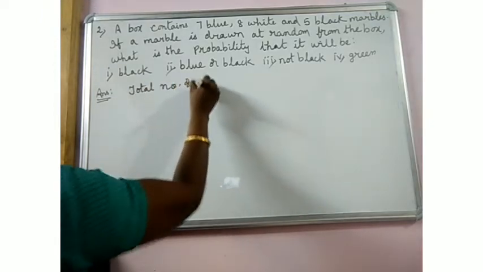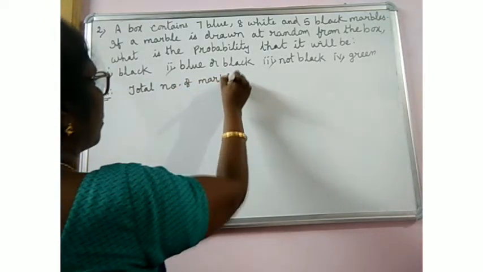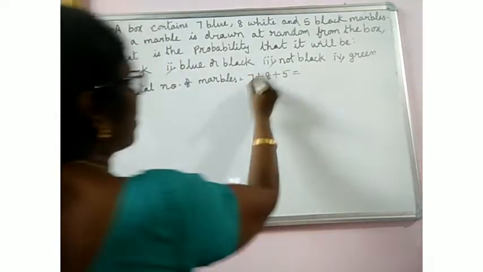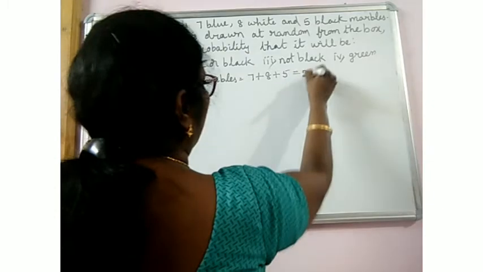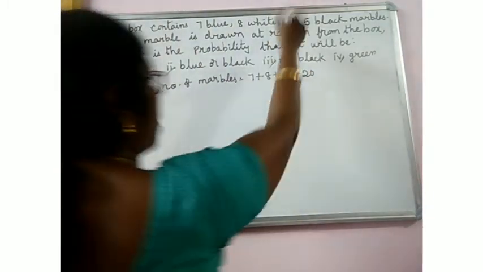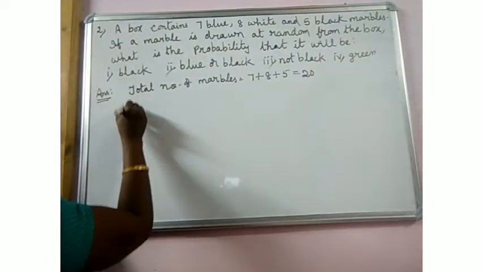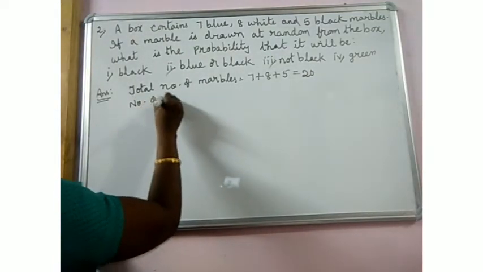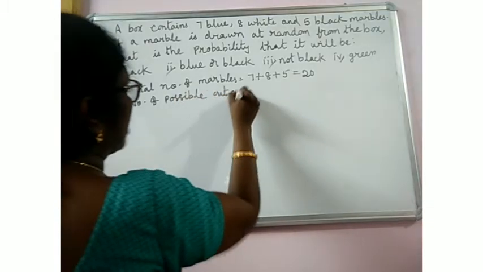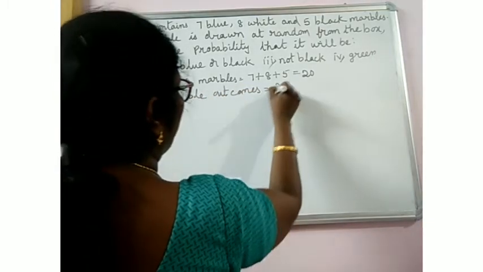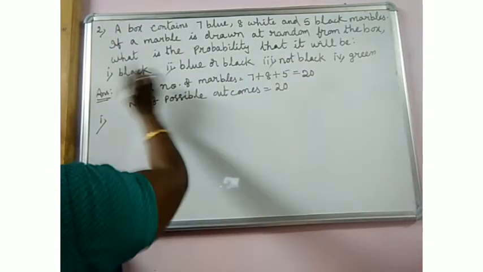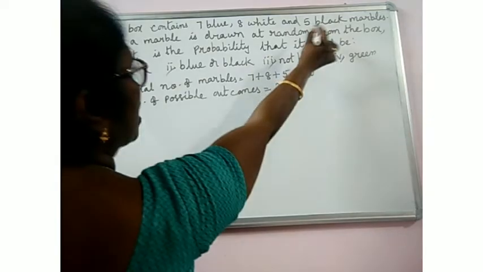So what is the total number of marbles here? Total number of marbles is 7 plus 8 plus 5. 7 plus 8 is 15, plus 5 is 20. So this is the possible outcomes. Total number of marbles is 20. That is, number of possible outcomes is 20. Out of 20, let us see for each bit what is favorable.